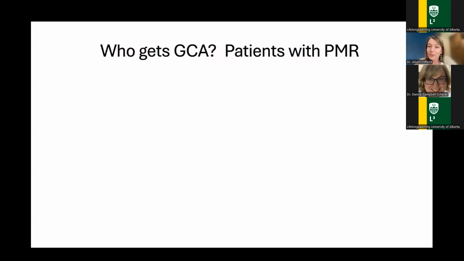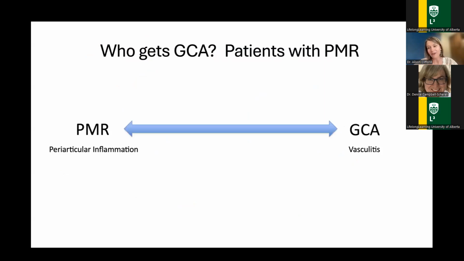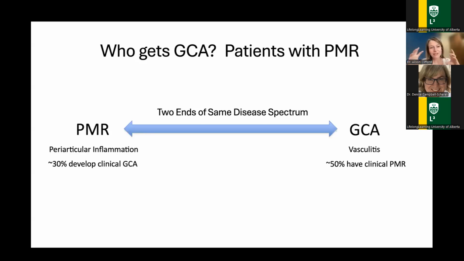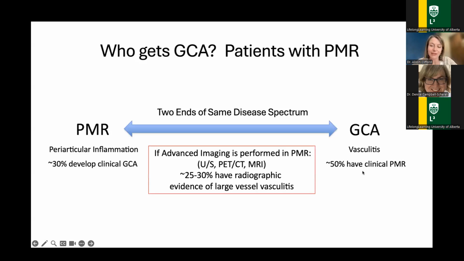The other really, really important population to consider for GCA are those patients who have polymyalgia rheumatica. And polymyalgia rheumatica, as we know, is a periarticular MSK inflammation. And GCA on the other end is a true vasculitis. And really, I consider these two diseases as opposite ends of the same disease spectrum. We know that about 30% of patients with polymyalgia rheumatica will go on to develop clinically overt GCA. And on the other end, about 50% of all GCA patients will walk in the door with PMR. So these diseases are really very overlapped.